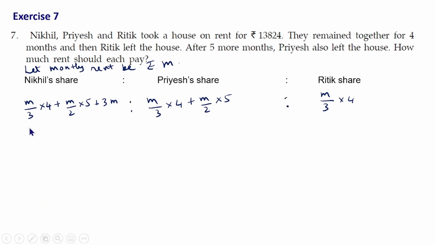So this is the required ratio. The required ratio is M by 3 into 4 plus M by 2 into 5 plus 3M for Nikhil, then M by 3 into 4 plus M by 2 into 5 for Priyesh, and for Ritik it is only M by 3 into 4. So when we simplify, we will get the answer.